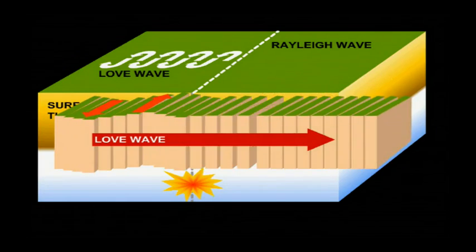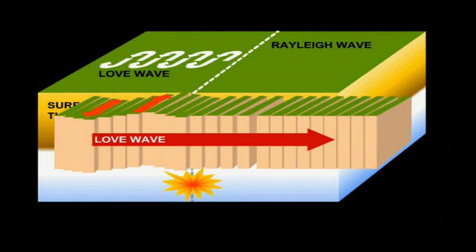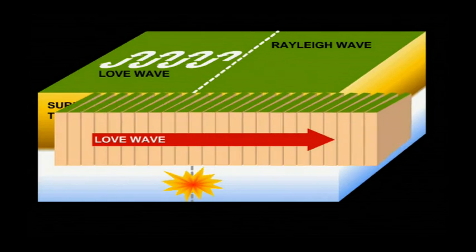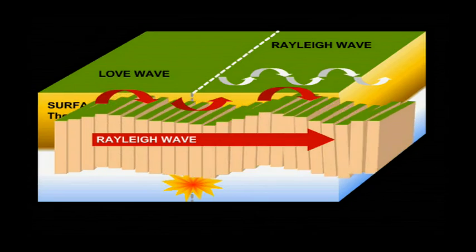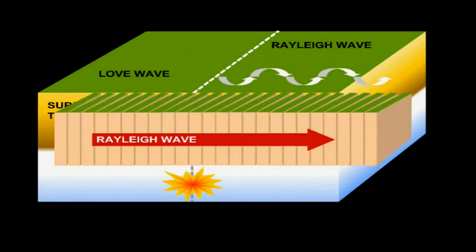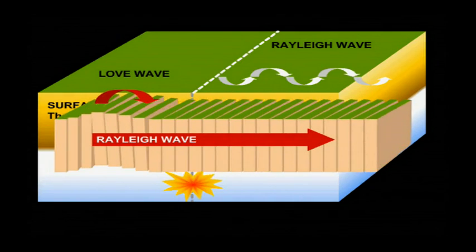Love wave travels along the surface very fast. It shakes the ground from side to side laterally as it passes along the Earth's surface. Rayleigh's wave, on the other hand, is slower than Love wave and follows it along the surface. It rolls the ground particles as it rumbles on.